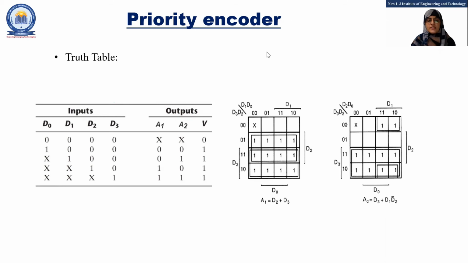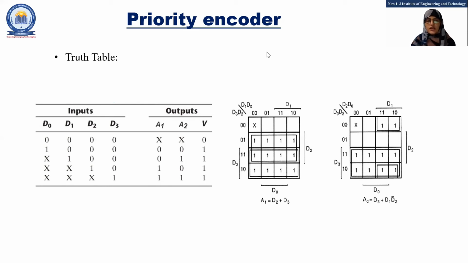For input D0 equals to 1, D1 equals to 0, D2 equals to 0 and D3 equals to 0, the output will be always 0, 0 and valid bit will be 1. For input condition D1 equals to 1, D2 equals to 0 and D3 equals to 0, D0 will be don't care. So it will not matter whether D0 is 0 or 1. So at the input D1 equals to 1, output A1 will be 0 and A2 will be 1.